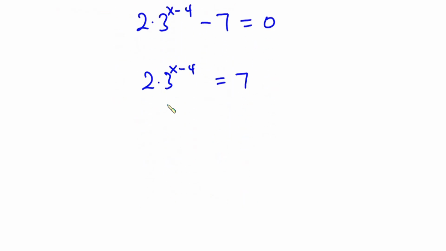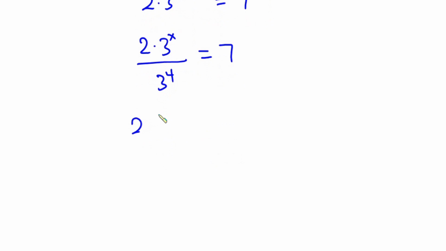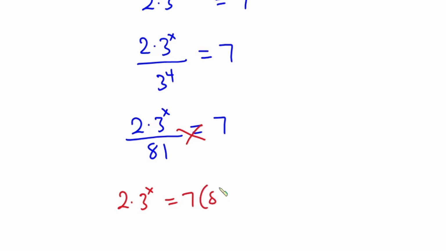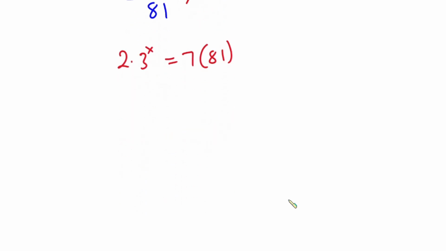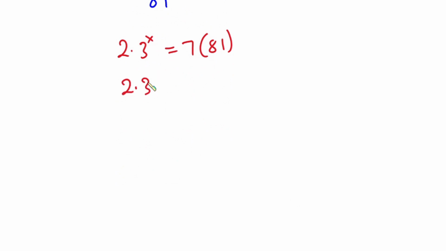And this equation is also the same as 2 times 3 to the power x all divided by 3 to the power 4, and this is equal to 7. So we have 2 times 3 to the power x over 3 to the power 4, which is nothing but 81, and this is equal to 7. So from here we can cross multiply. So we have 2 times 3 to the power x is equal to 7 times 81, which is 567.